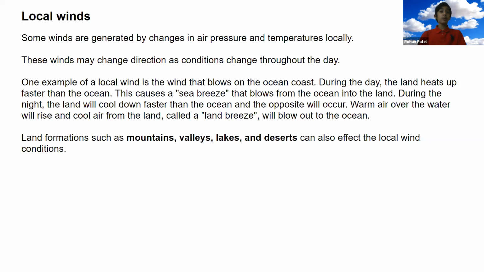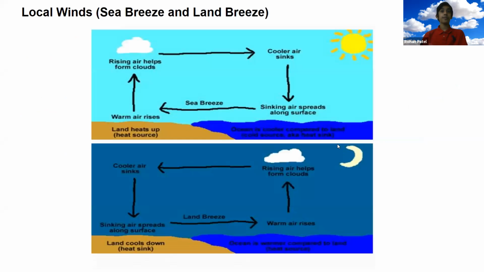During the night, the land will cool down faster than the ocean, and the opposite will occur. Warm air over the water will rise, and cool air from the land, called a land breeze, will blow out to the ocean. Land formations such as mountains, valleys, lakes, and deserts can also affect the local wind conditions.